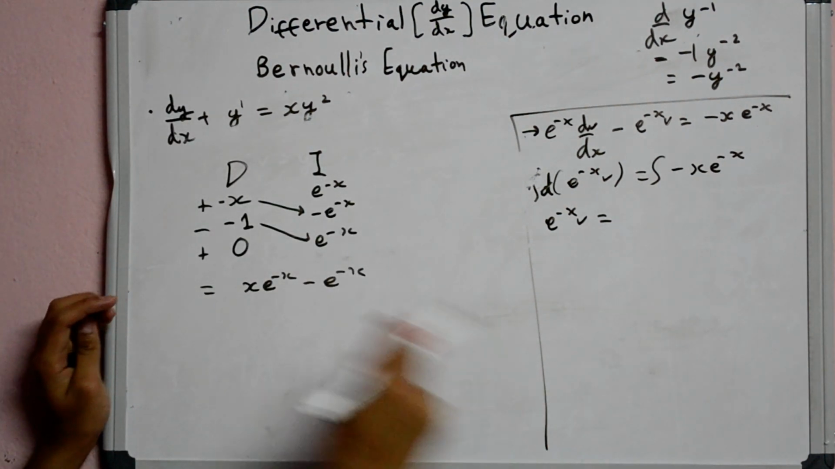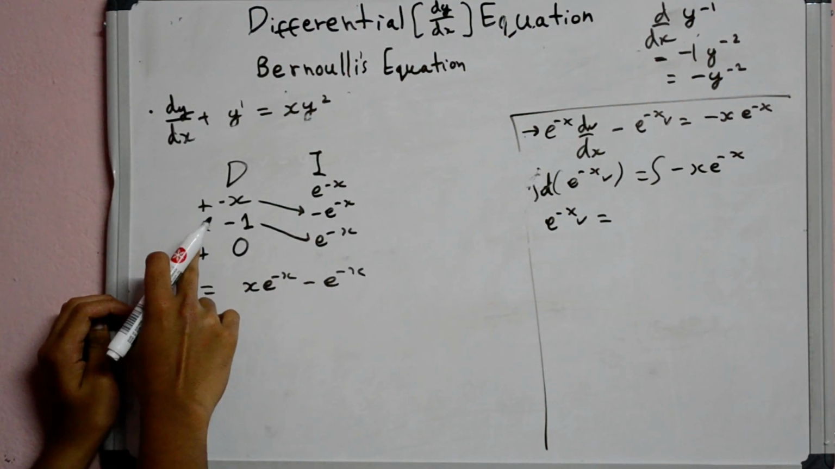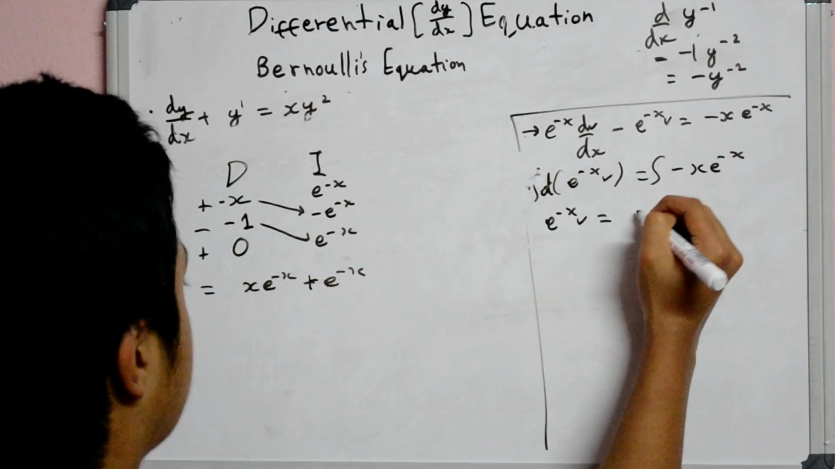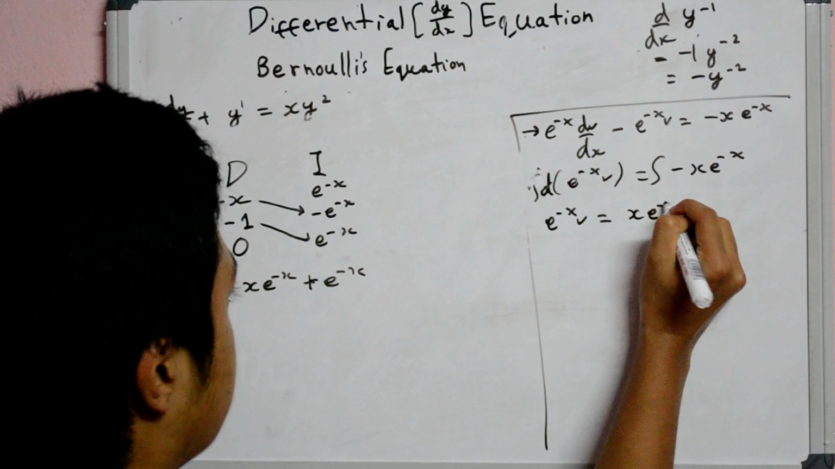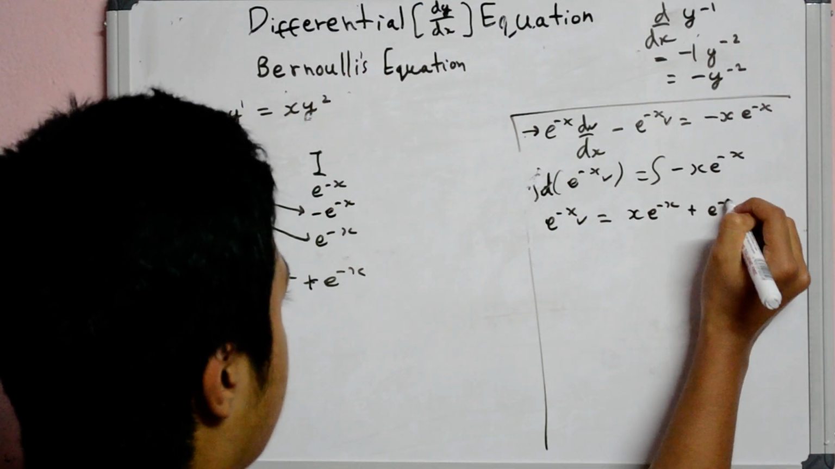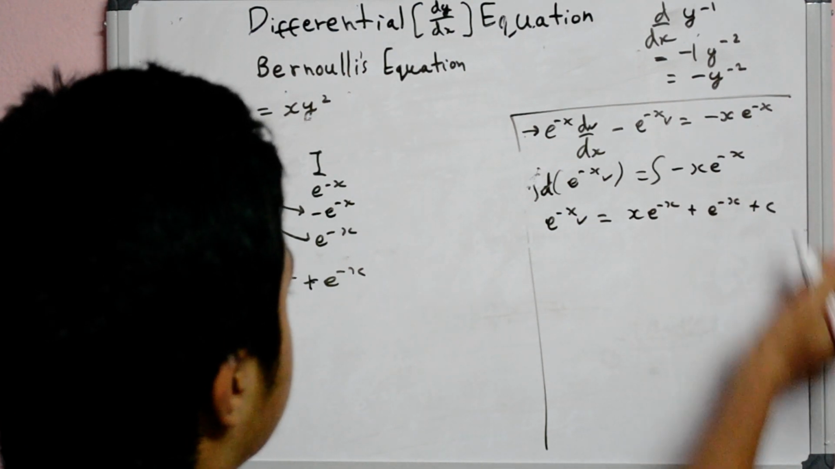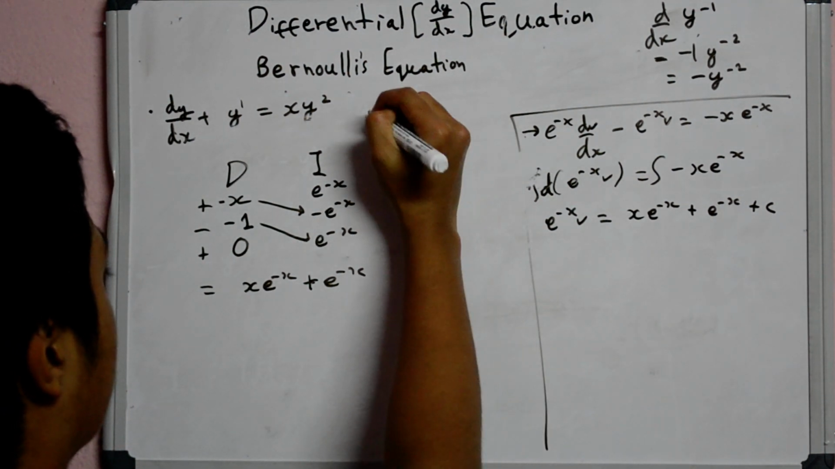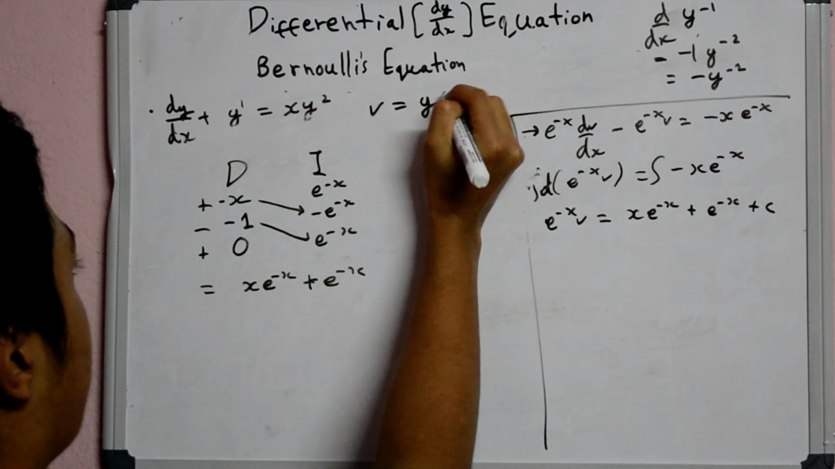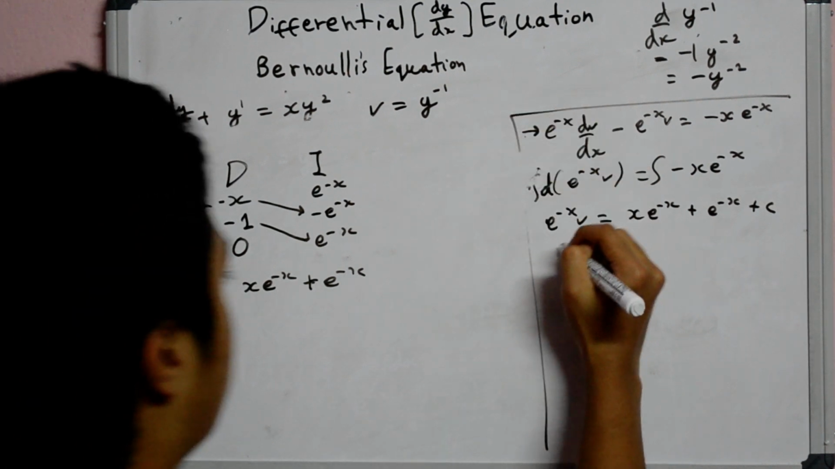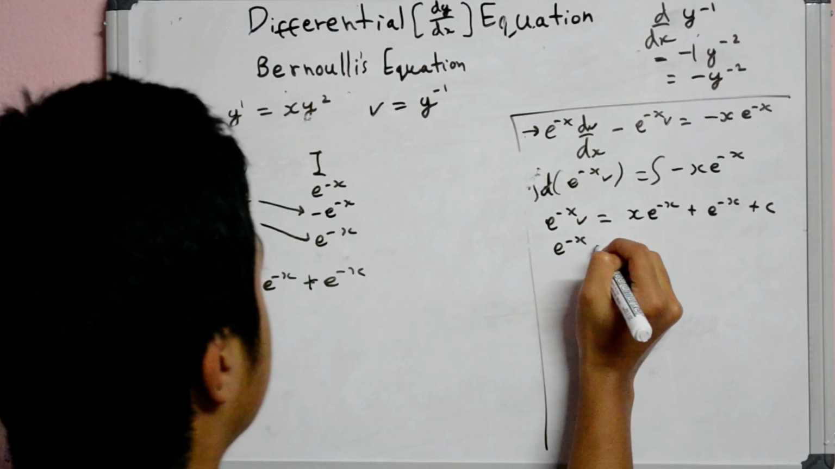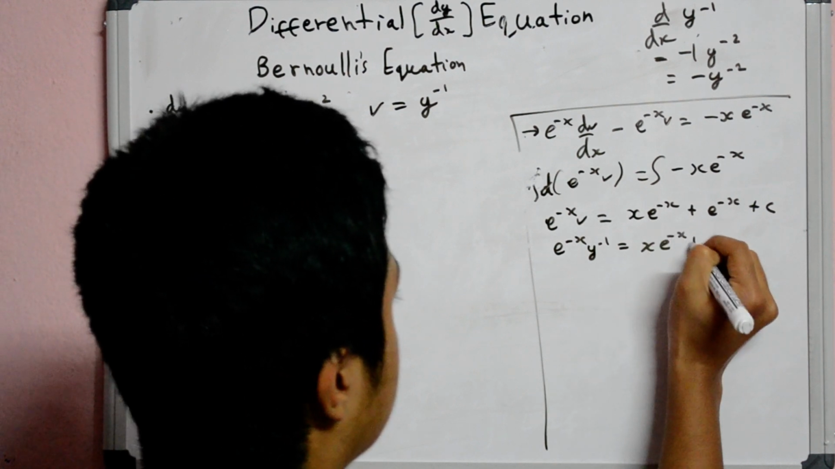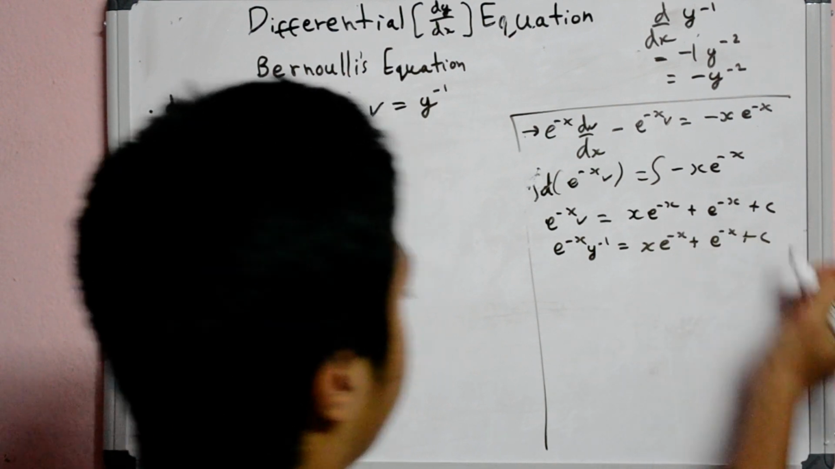Oh, sorry. I forgot there's also a minus here. So it becomes minus into minus, it becomes plus. So this is just x e to the power minus x plus e to the power minus x plus c. Now we can let v equal y to the power minus 1. So overall this is e to the power minus x, y to the power minus 1 equals x e to the power minus x plus e to the power minus x plus c.